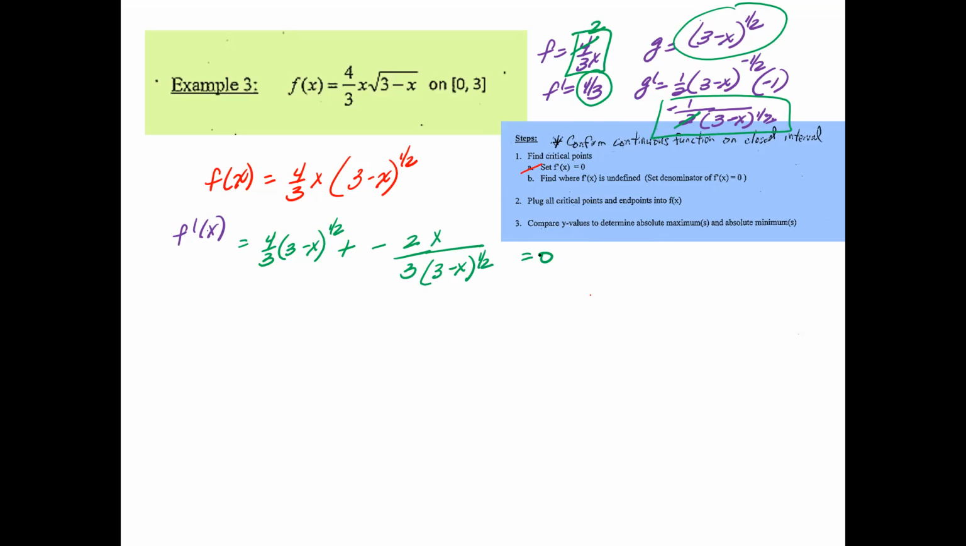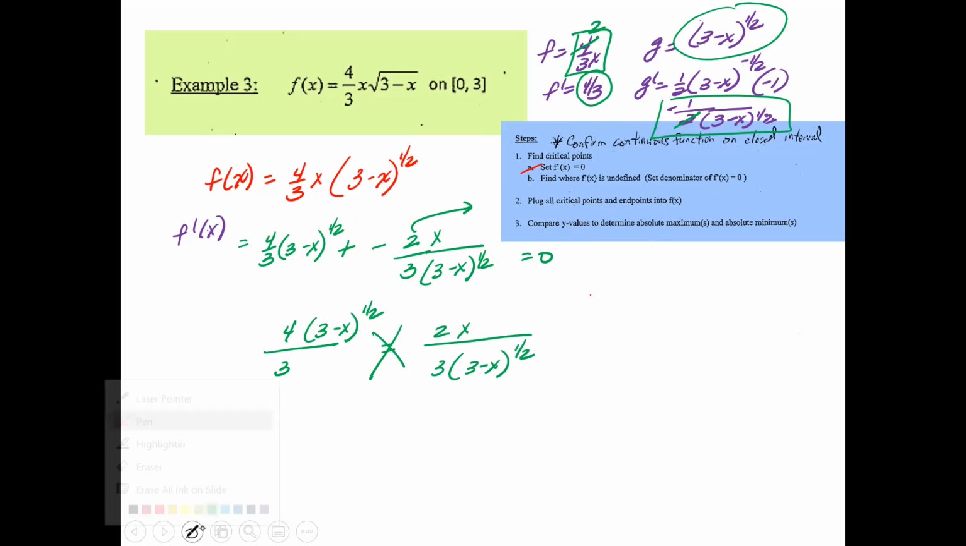All right then. So then I'm going to go ahead and move this over to the right side. So actually, I'm going to keep that on the left side because this is a negative. So let's move this over to the right side. 4 over 3, 3 minus x to the 1/2 equals a positive 2x over 3 times 3 minus x to the 1/2. Let's cross multiply it. So I have 4 times 3, which is a 12. 3 minus x to the 1/2 times 3 minus x to the 1/2 is the same thing.